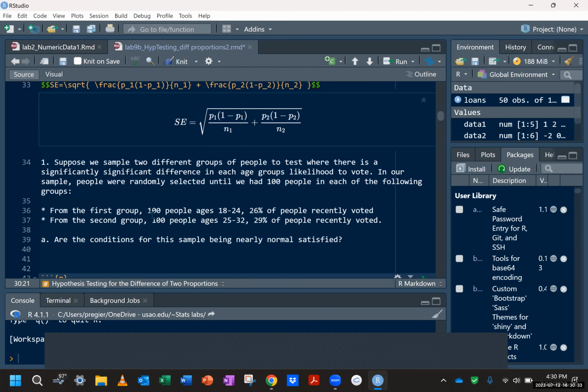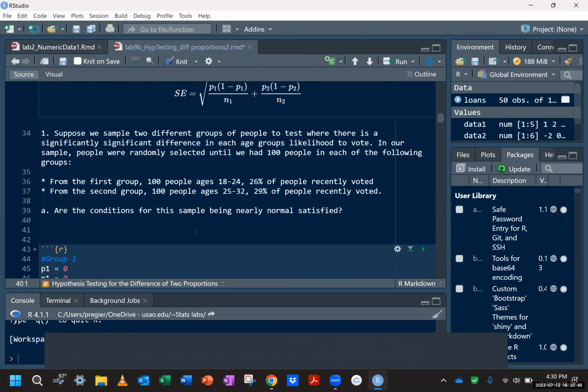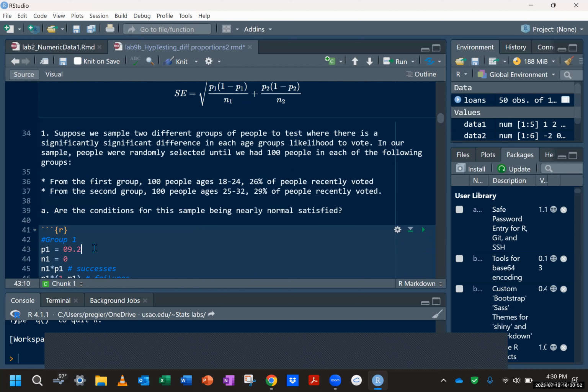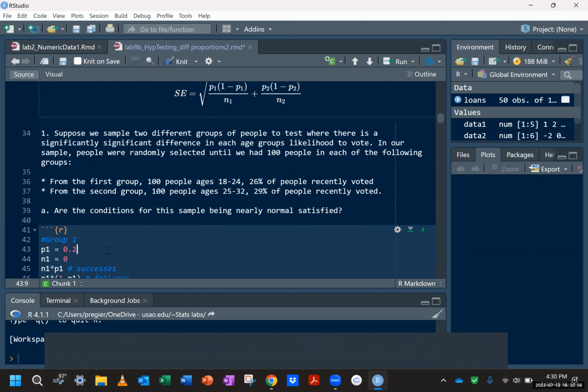Here we go. We got two groups of people, ages 18 to 24 and 25 to 32. We want to see, is there a difference between the voting proportions? Is one group more likely to vote than the other? So to check our samples, let's first look at proportionate success for group 1, which would be 26% vote. Oh, sorry, that's the number of people in group 1, 100.